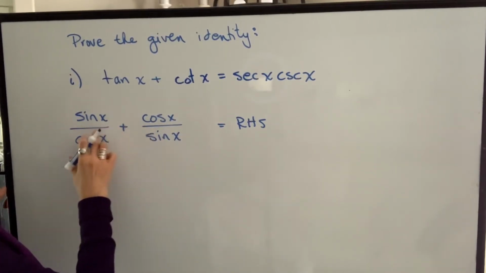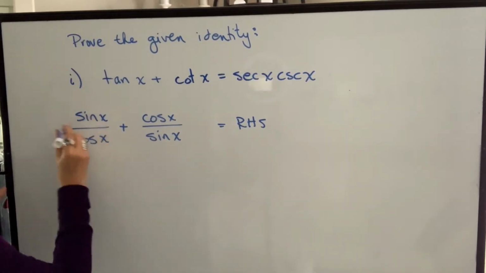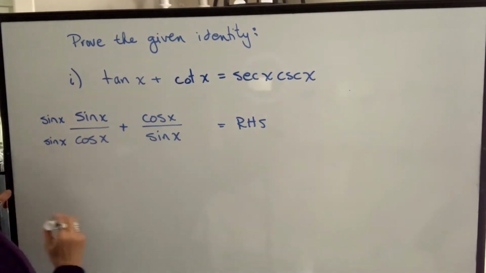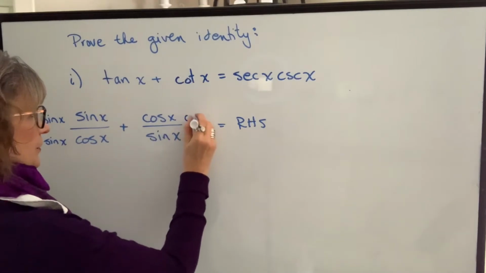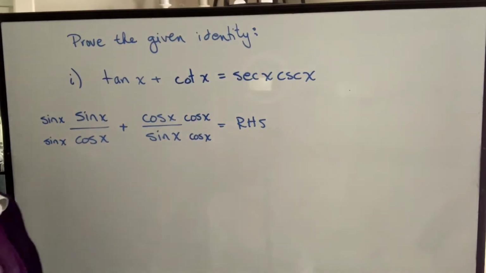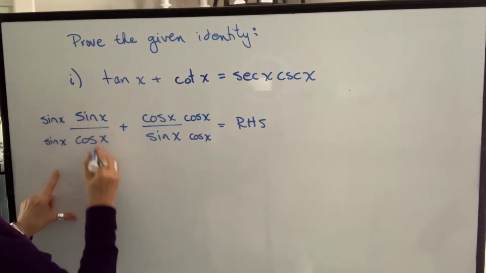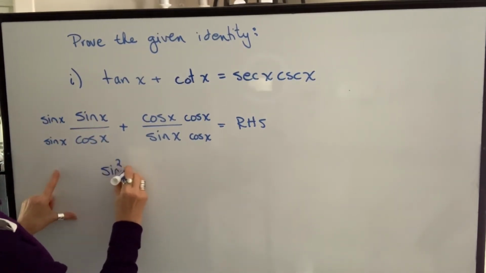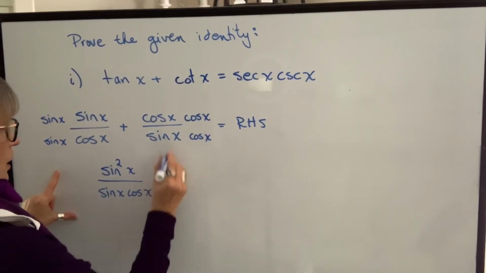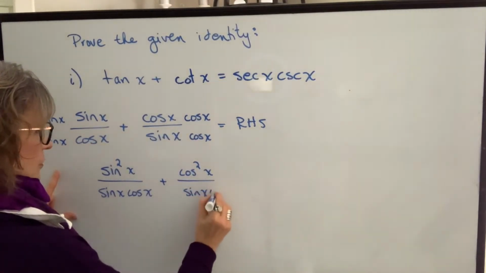So I need to change these two fractions to equivalent fractions with that as the denominator. The way that I'm going to do that is I'm going to multiply numerator and denominator of this fraction by sine of x. Similarly, I'll multiply numerator and denominator of this fraction by cos of x. And you're allowed to do that. You're allowed to multiply both numerator and denominator by the same factor without changing the value of the fraction. Then I'm going to have sine squared x over sine x cos x plus cos squared x over sine x cos x.